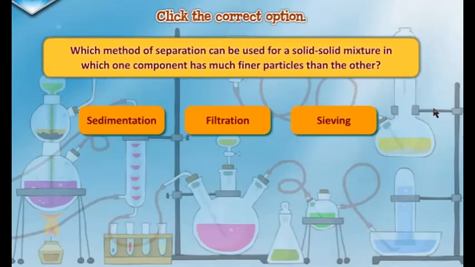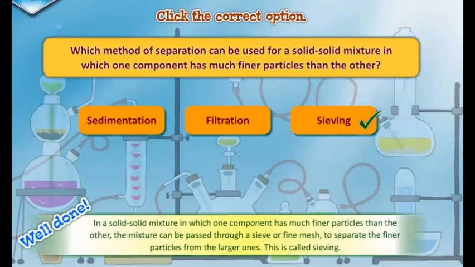Which method of separation can be used for a solid-solid mixture in which one component has much finer particles than the other? Well done. In a solid-solid mixture in which one component has much finer particles than the other, the mixture can be passed through a sieve or fine mesh to separate the finer particles from the larger ones. This is called sieving.